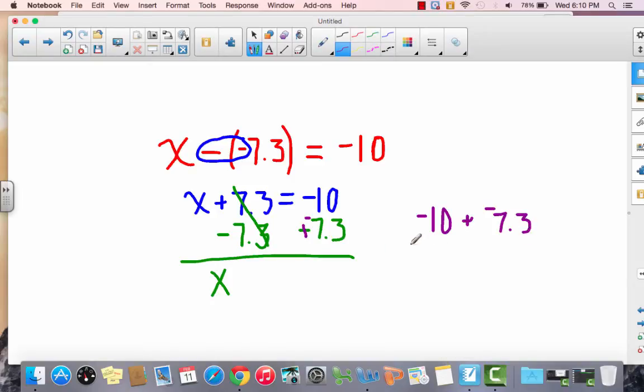We're adding with the same sign, so I'm going to add them together. 10 plus 7.3 is 17.3. And since both of those terms are negative, my answer will also be negative. So the solution to this problem would be x equals negative 17.3.